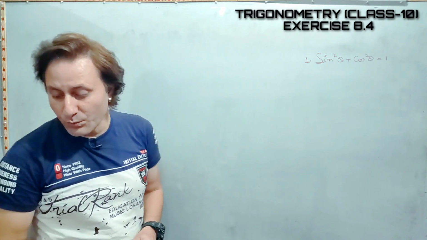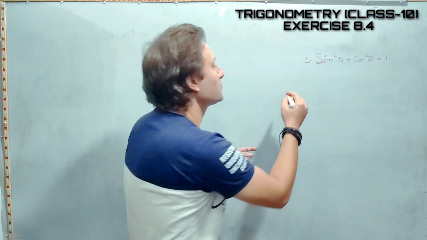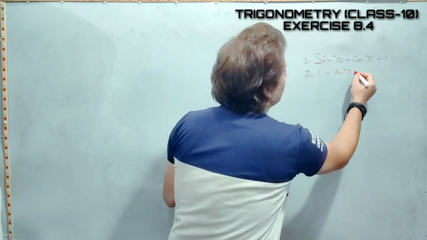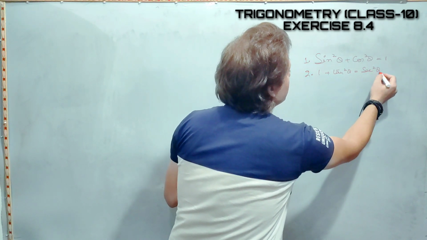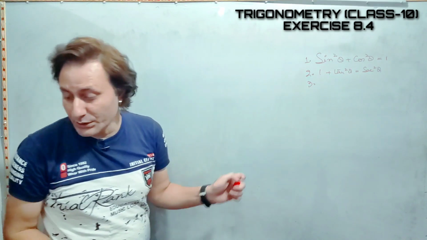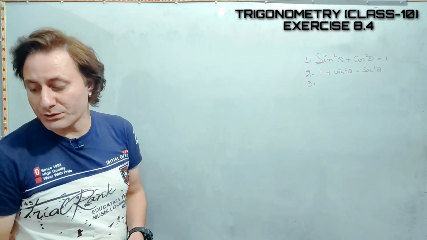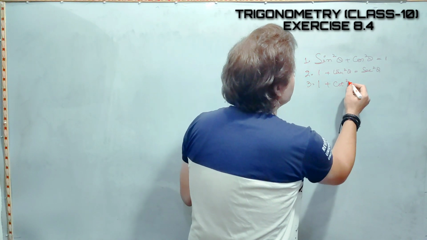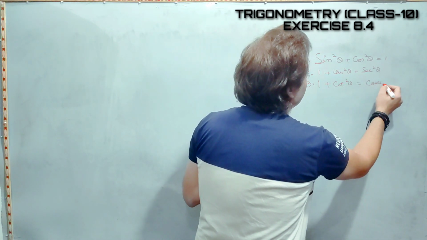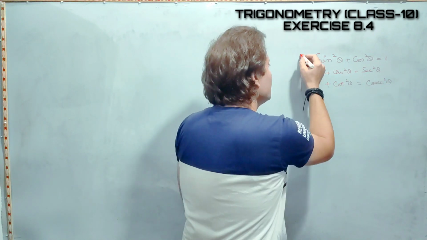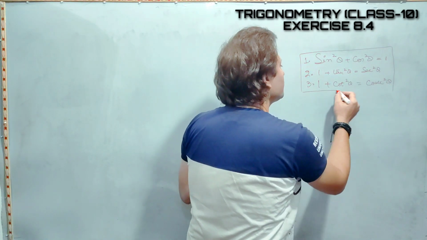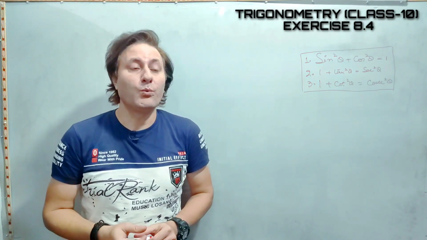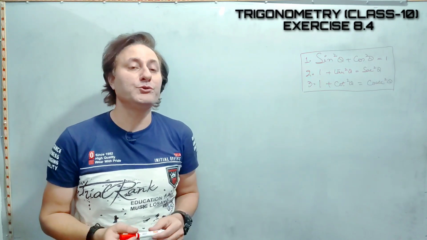Now we have another one. It says 1 plus tan square theta is equal to sec square theta. Then we have another one which says 1 plus cot square theta is cosec square theta. If I have to say, this is the heart of this exercise. Without this the exercise will not be done, because we have to use these.